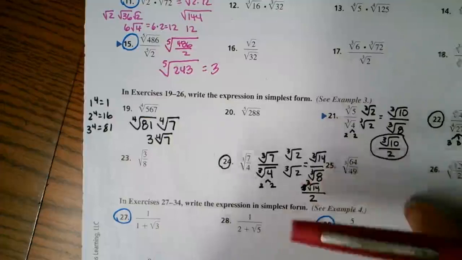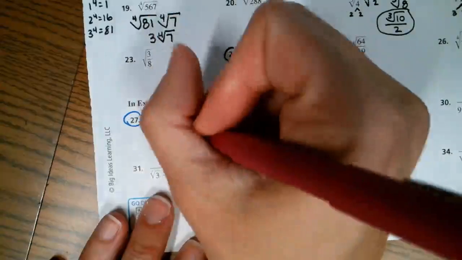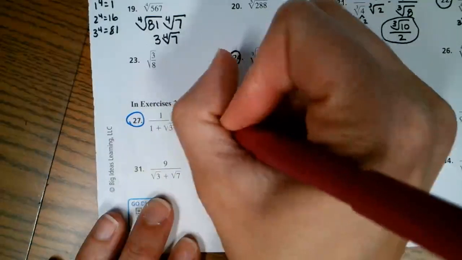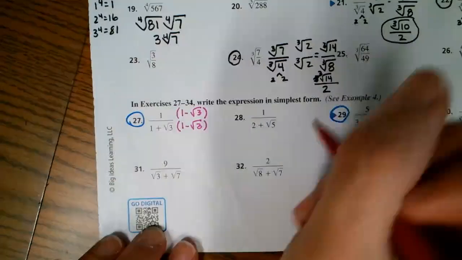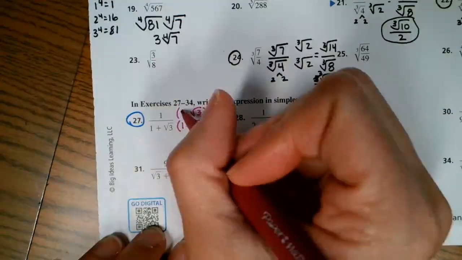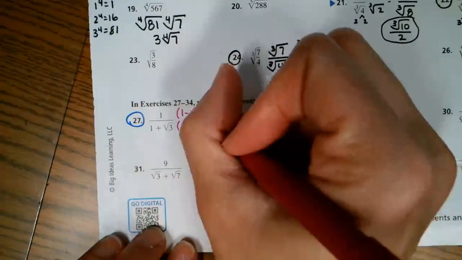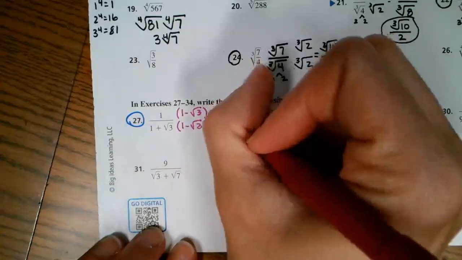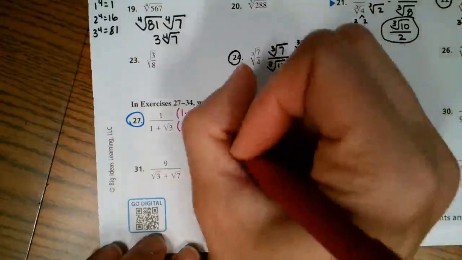And then you guys have number 27. For 27, we're going to multiply by the conjugate, which is going to be 1 minus the square root of 3. And we do that on the top and the bottom. So on the top, it's just 1 times 1. So it's just 1 and 1 times minus the square root of 3. So that just stays like that.